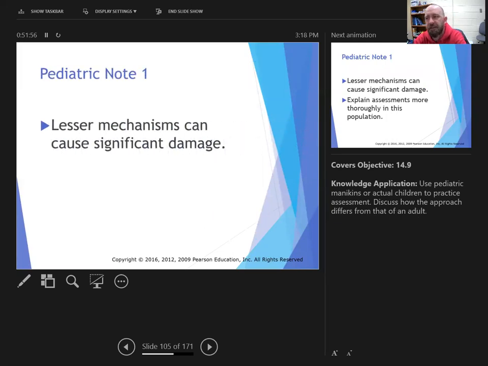All right, for pediatrics, here we got to remember that it doesn't take as much to hurt a kid sometimes as it does an adult. All right, so age again can come in and be a factor. So lesser mechanisms of injuries can cause more significant damage to kids. So we have to be aware of that.